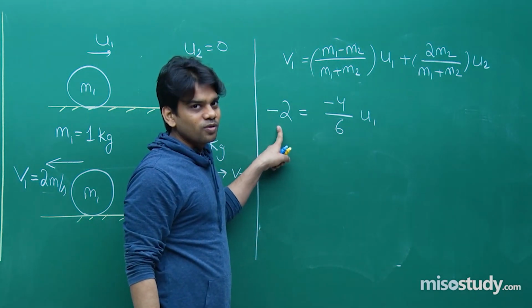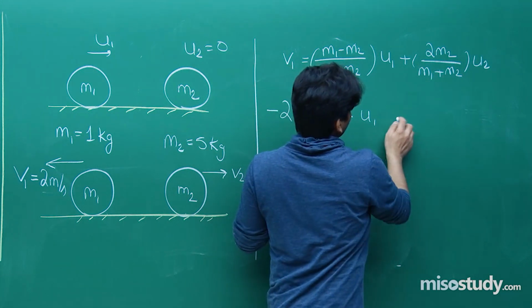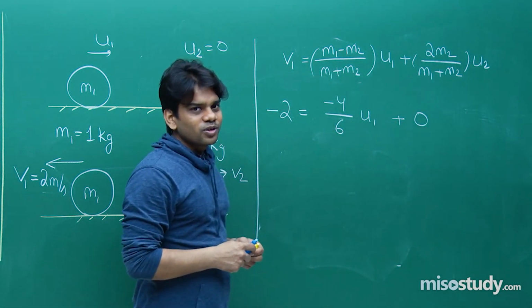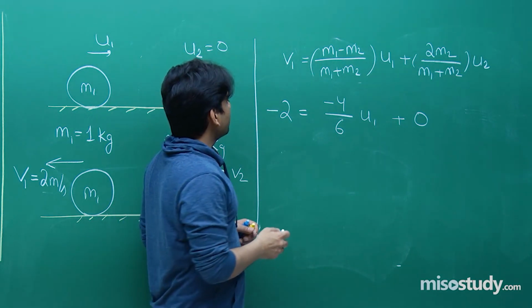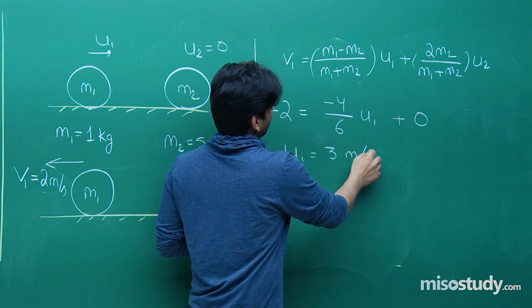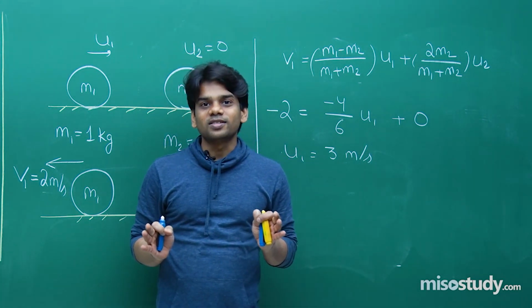I believe that's okay with you all, minus 2 because velocity is towards left. u2 is 0, so need not worry about it. From here you can get the information for the velocity u1. This will come out to be 3 meter per second. First thing, u1 will be 3 meter per second. We got the first information.